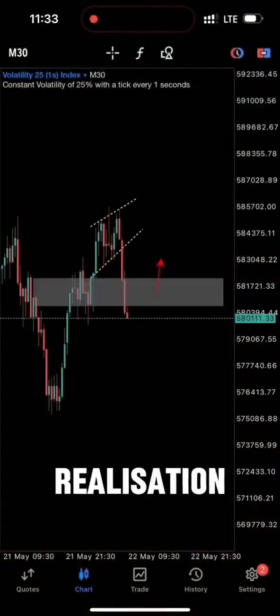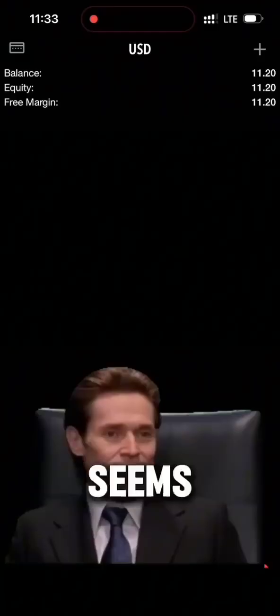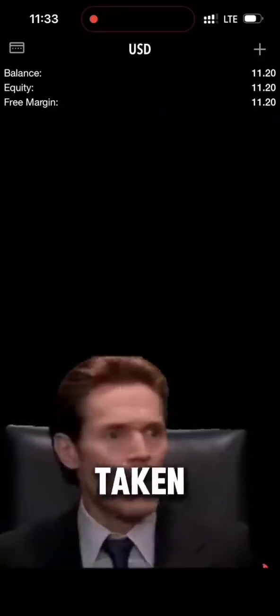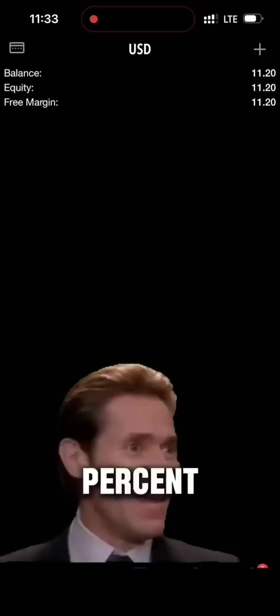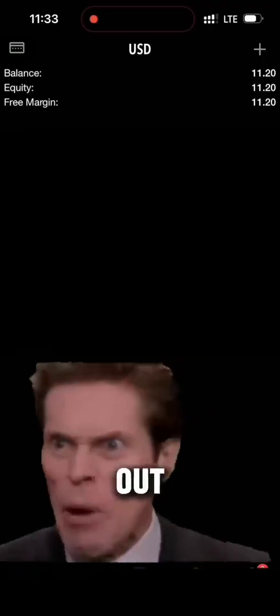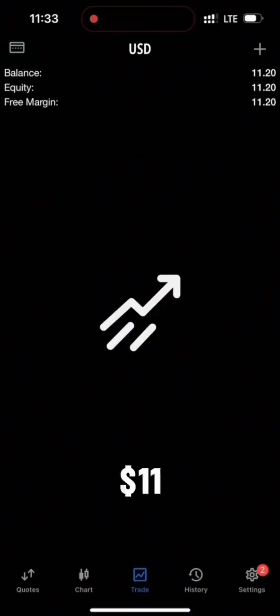So upon waiting, it seems that the account was taken out. It seems that the positions were just too much, and the account was taken out. So we are back to $11. That wasn't anticipated. I did not take that into consideration. I just thought we'd be in profit, but then a surprise is a surprise. I'm sure this is nothing we haven't met before. So we are back at $11.